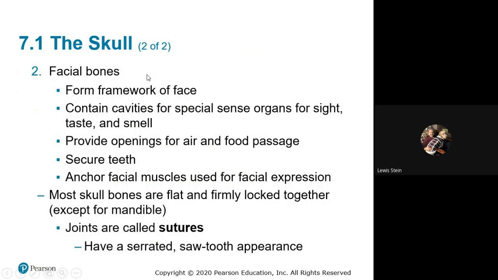Facial bones are the framework of your face. They have openings for special senses, air and food passages, and teeth. Muscles of facial expression, interestingly, come from those bones and go into the soft tissue under the skin and allow us to smile or blink or purse your lips, whistle, all those interesting things, and we communicate so much with our face.